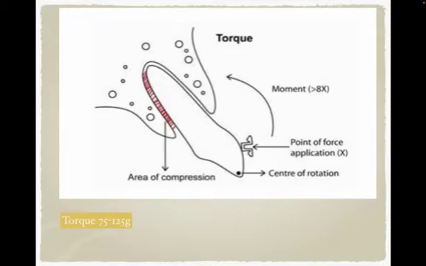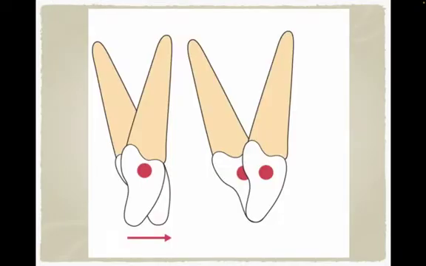Then the last one is called the torque movement. The torque movement is similar to the bodily movement, but what happens is that you control the crown and you mainly move the roots. And here we need more force. It's between 75 and 125. I want you to understand the difference between proclination and torquing.